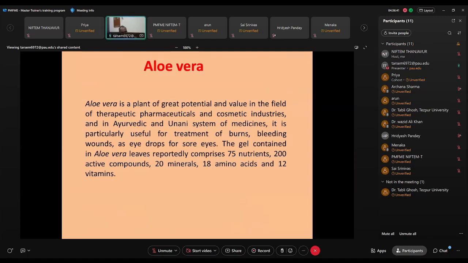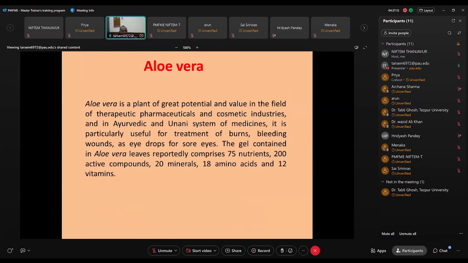Then we have another crop, aloe vera. Aloe vera, as you know, is having a great potential and value these days in the field of therapeutic, pharmaceutical and cosmetic industry and Ayurvedic Unani system medicine, and it's particularly used for treatment of burns, bleeding wounds, eye drops for sore eyes. The gel contained in the aloe vera leaves reportedly comprises 75 nutrients, 200 active compounds, 20 minerals, 18 amino acids, and 12 vitamins.